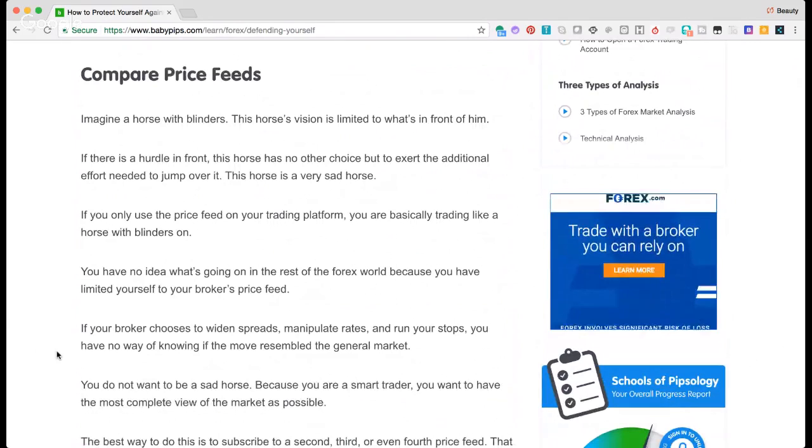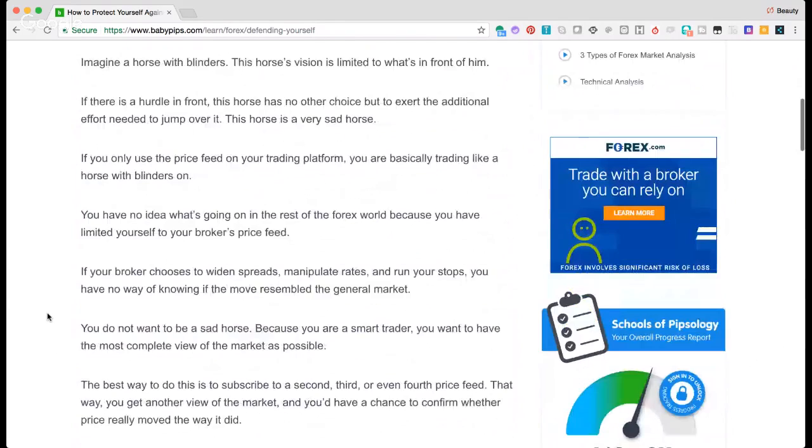Imagine a horse with blinders. This horse's vision is limited to what's in front of him. If there is a hurdle in front, this horse has no other choice but to exert the additional effort needed to jump over it. This horse is a very sad horse. If you only use the price feed on your trading platform, you are basically trading like a horse with blinders on. You have no idea what's going on in the rest of the Forex world because you have limited yourself to your broker's price feed.